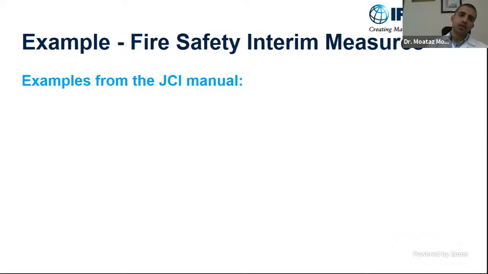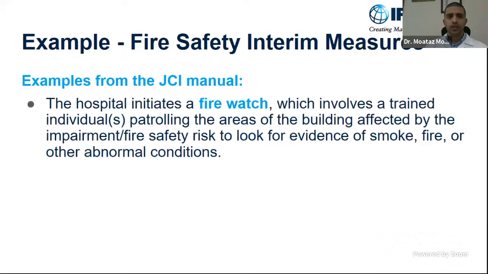I would like firstly to start from the JCI manual. The JCI has introduced a new section for interim measures when your fire safety system is compromised for any reason. I have selected some examples from the interim measures they have included. The first one is a process that should be initiated by a hospital whenever the fire detection system is compromised anywhere in the building for any reason.